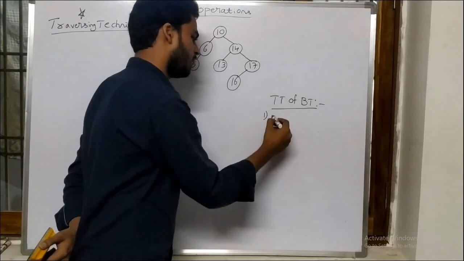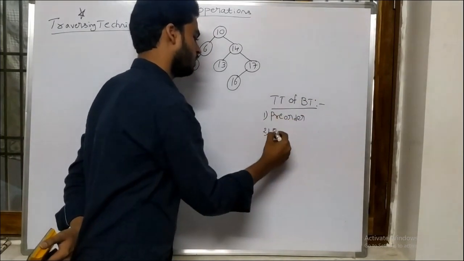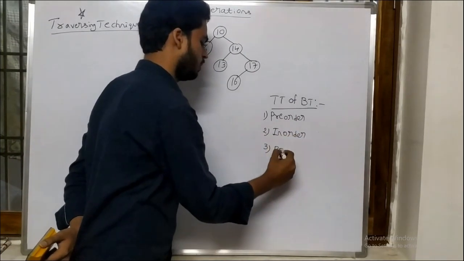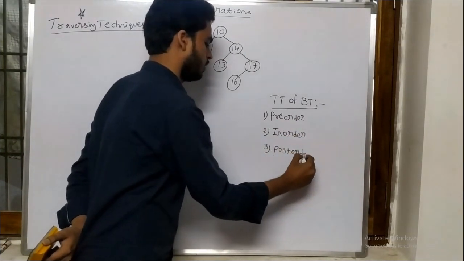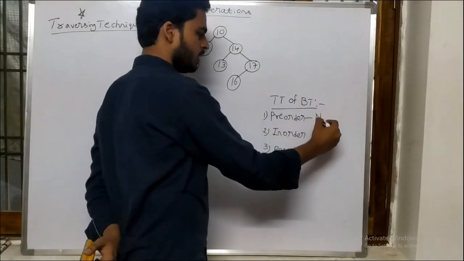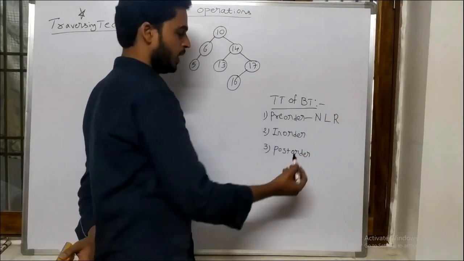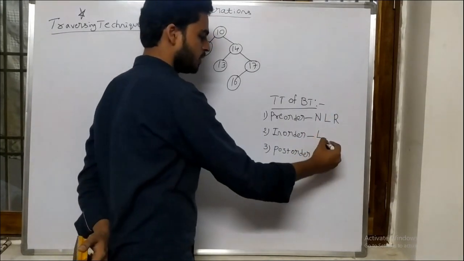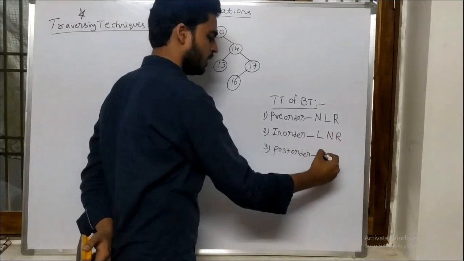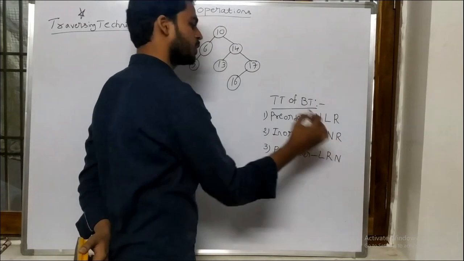So the traversing techniques of a binary tree are pre-order, in order, and post order. In pre-order, what we are going to do? We are going to visit the node first, then we'll move to the left subtree, then the right subtree. In order, first we'll visit the left subtree, then the node, then the right subtree. In post order, left subtree, right subtree, then node. I have clearly explained all this.